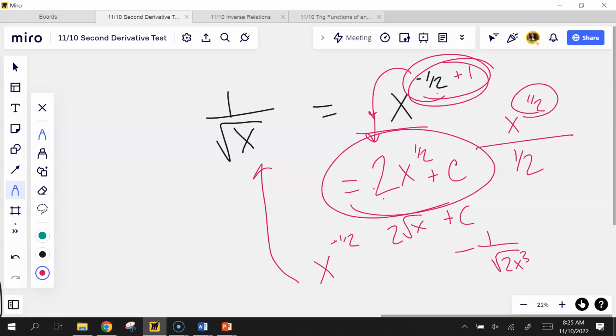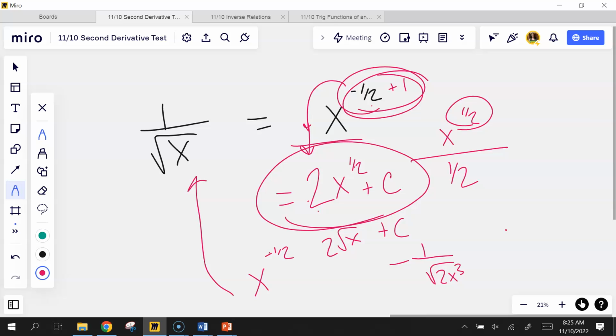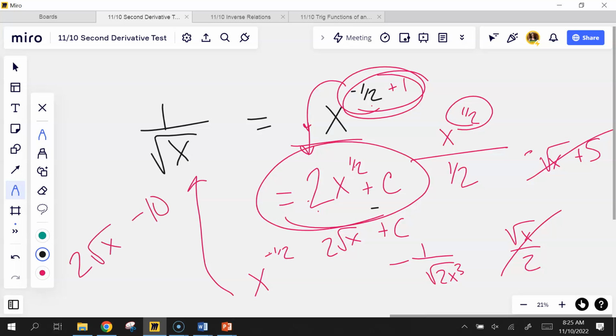But I can have any constant here on the end, right? Option B is square root of x over 2. That one doesn't work because the 2's got to be in the front. Option C is the square root of x plus 5, and that one doesn't work because, again, I'm missing the 2 in front. So D is the only one that works, and it is 2 times the square root of x minus 10. And I can do that because that C can be any constant that I want it to be. So that would be an antiderivative.